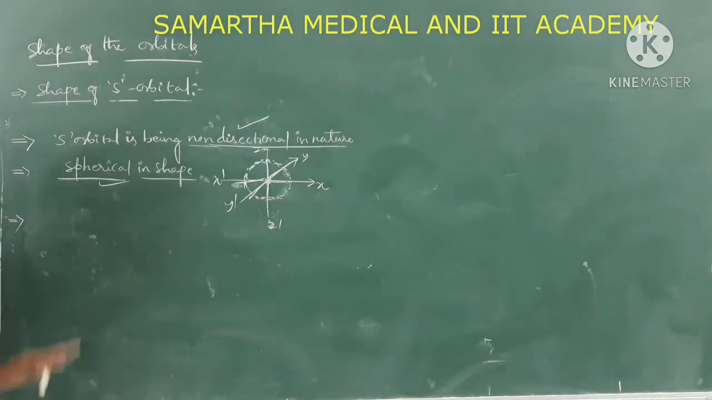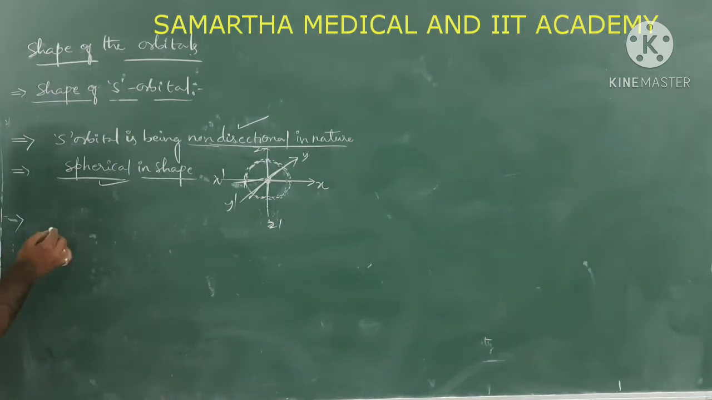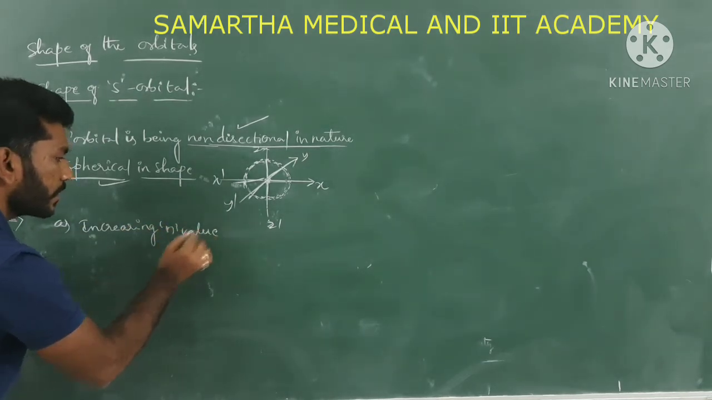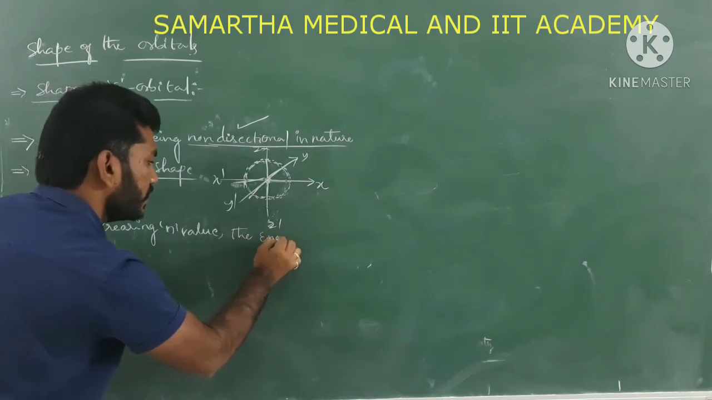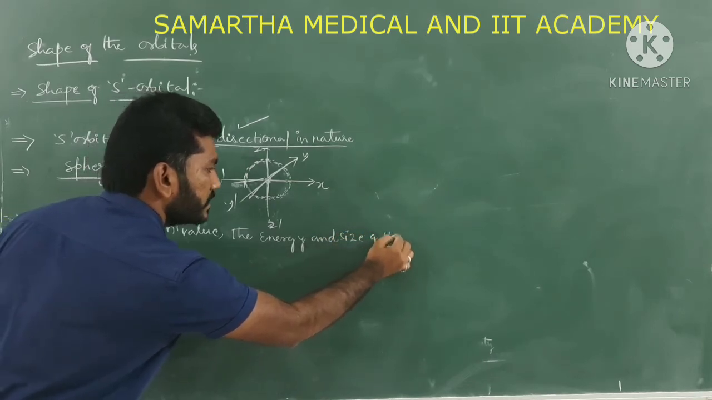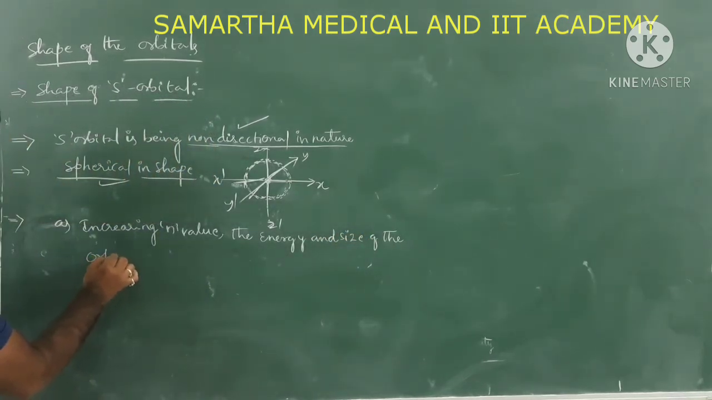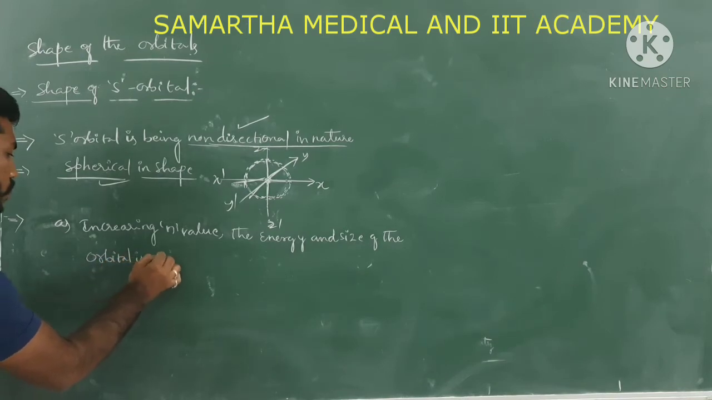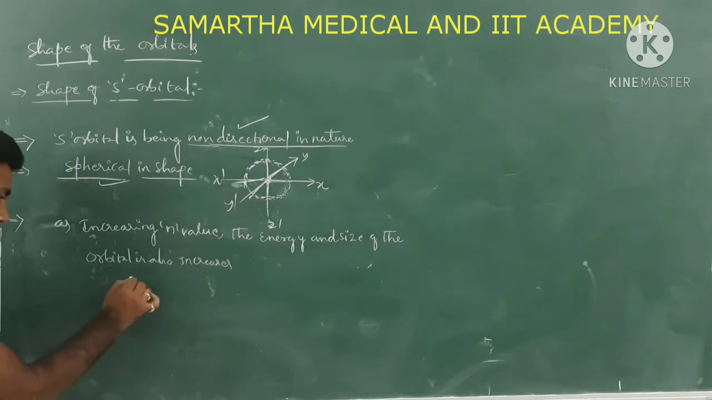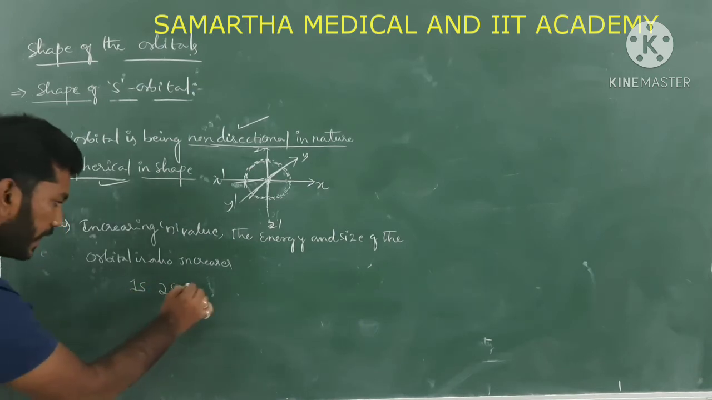So let me clarify this particular thing right now. Just take this particular point: with increasing n value, the energy and size of the orbital also increase. So I mean to say that suppose you take the 1s orbital, 2s orbital and 3s orbital.